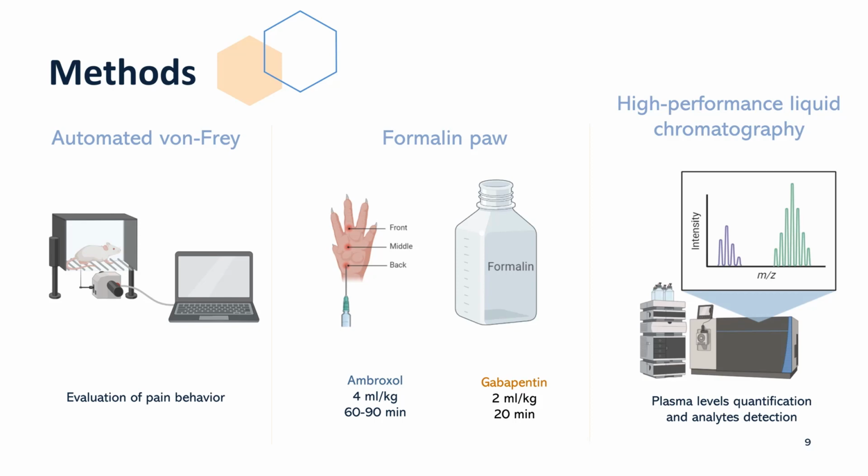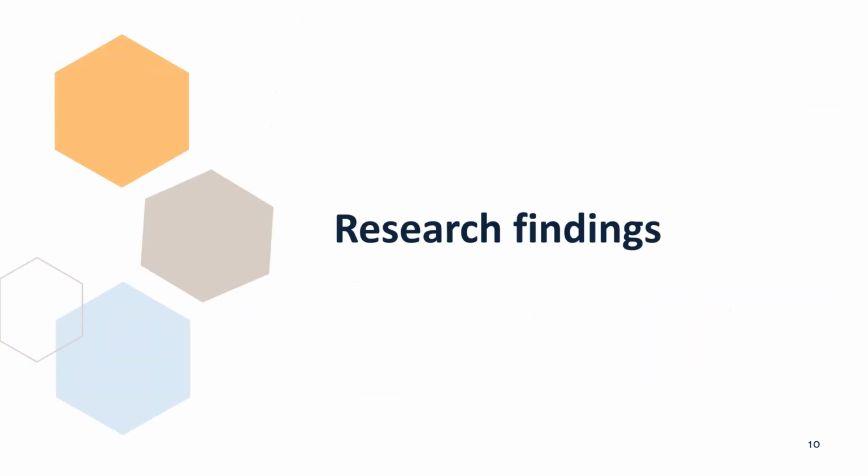The plasma levels of ambroxol were quantified using high-performance liquid chromatography, and the analytes and internal standard were detected by electrospray ionization tandem mass spectrometry. Let's move on to the research findings.